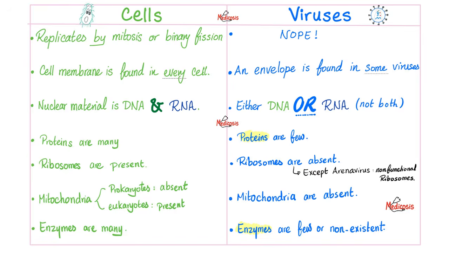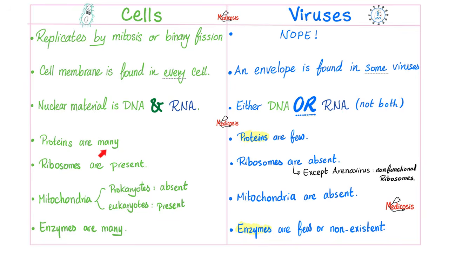If we may take the human cell as an example, your genetic material is DNA. That's where your genes are. A gene is a piece of your DNA, and then you can use that DNA to make RNA. We call this process transcription. So you have both. You have DNA and you can use that DNA to make RNA. But for viruses, no, it's either DNA or RNA, not both. That's why we divide viruses into DNA viruses and RNA viruses.